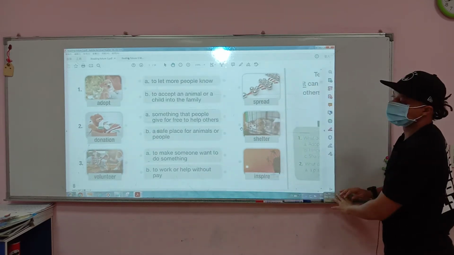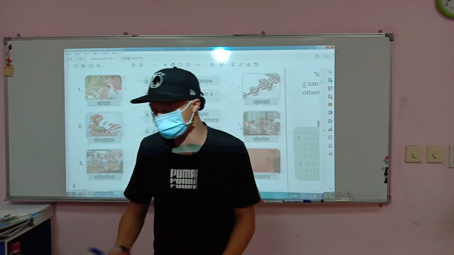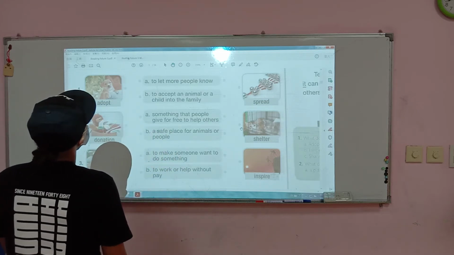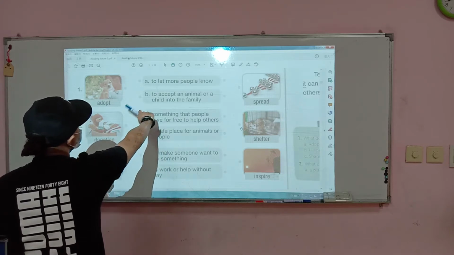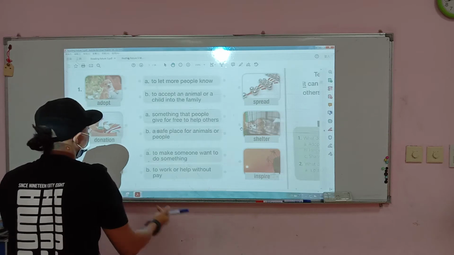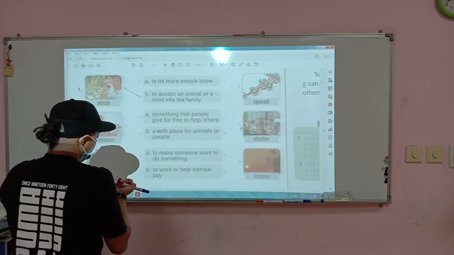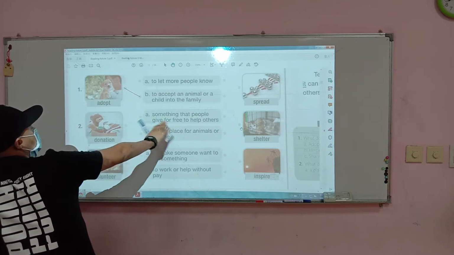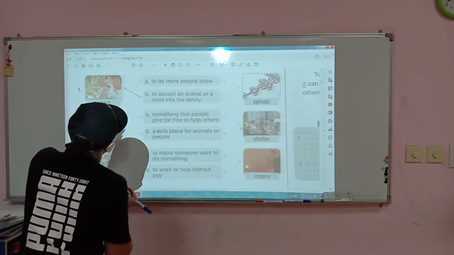Okay, guys. So I hope you have done this already. Let's quickly draw the lines to the best sentences. First one is adopt. So it means to accept an animal or a child into the family. So you say, oh, this animal can join your house. Okay? 2 is donation. Something that people give for free to help others.